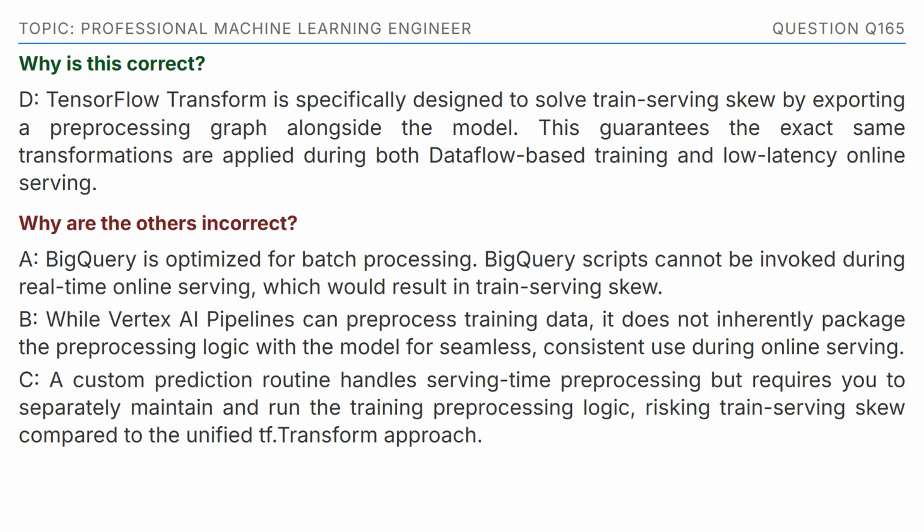A. BigQuery is optimized for batch processing. BigQuery scripts cannot be invoked during real-time online serving, which would result in train-serving skew. B. While Vertex AI pipelines can pre-process training data, it does not inherently package the pre-processing logic with the model for seamless, consistent use during online serving. C. A custom prediction routine handles serving time pre-processing but requires you to separately maintain and run the training pre-processing logic, risking train-serving skew compared to the unified TF Transform approach.